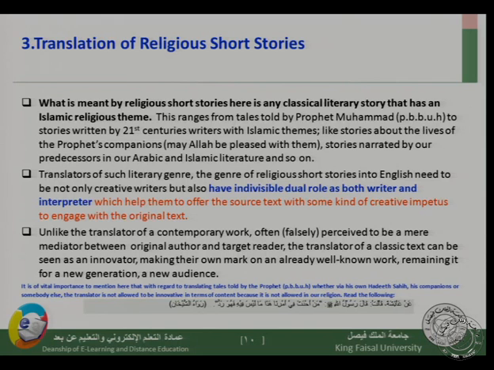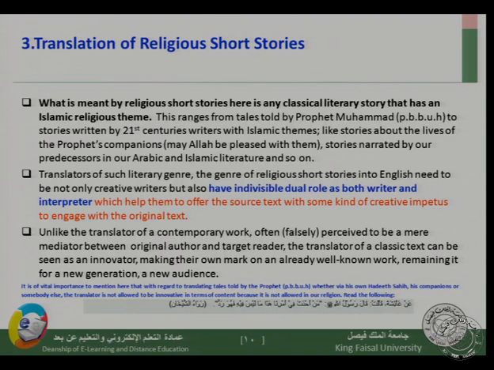The translation of religious stories. What is meant by a religious short story is any classical literary story that has an Islamic religious theme. This ranges from tales told by the Prophet Muhammad sallallahu alaihi wasallam, to the stories written now. I mean, now you can write religious stories. So all this is included under religious stories translation.